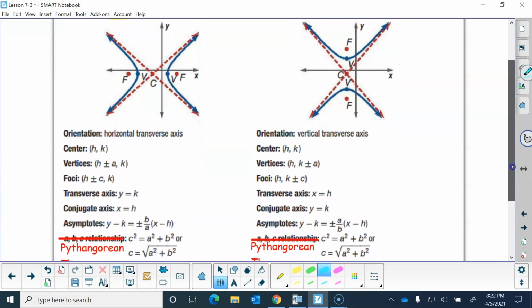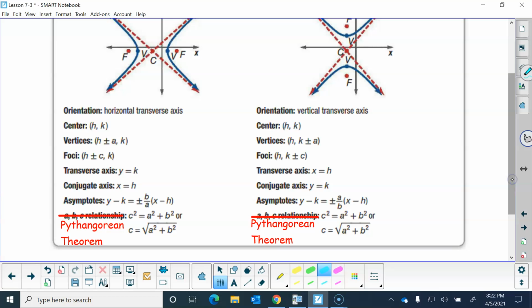And then you can jot down this information on your note card. This information is going to tell you how to find the different parts of the hyperbola. Well, you'll notice at the very bottom, we have something. I've got the line crossed out where it says ABC relationship, and I put Pythagorean theorem because it actually is the Pythagorean theorem: a squared plus b squared equals c squared.